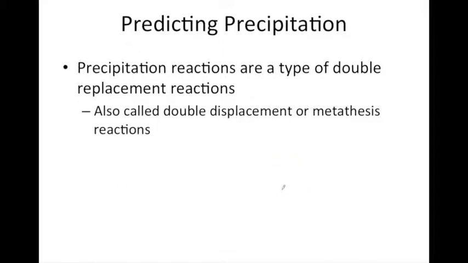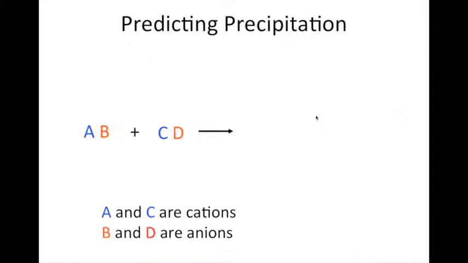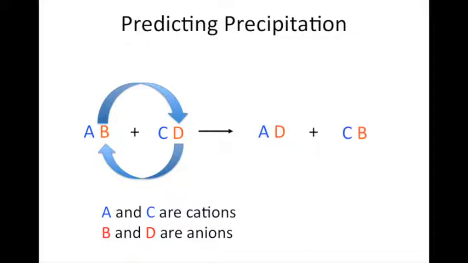If you have two ionic compounds that are in aqueous solution and you react them or mix them, they follow what's called a double replacement type reaction. This is also called a double displacement or metathesis reaction. Essentially, you have your two ionic compounds, each with a cation and an anion, and if you mix them, what happens is our anions switch places. So instead of AB plus CD, you form AD plus CB.